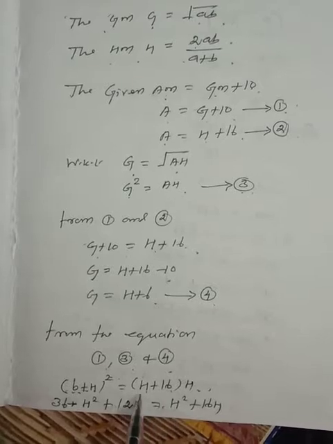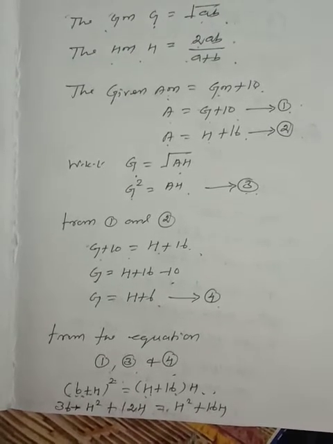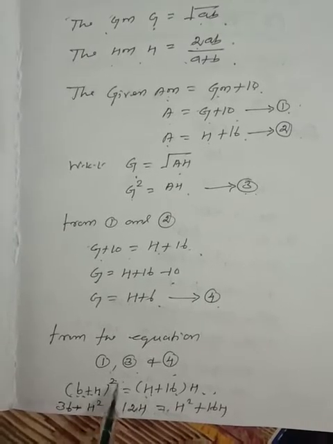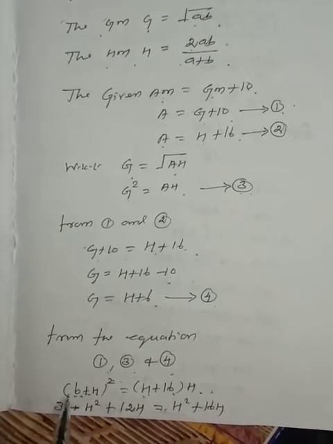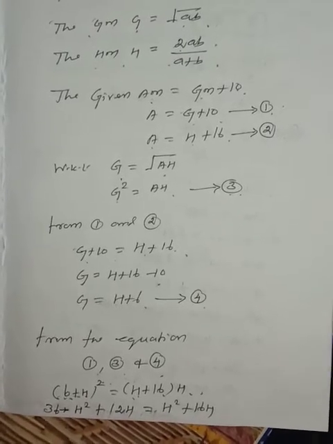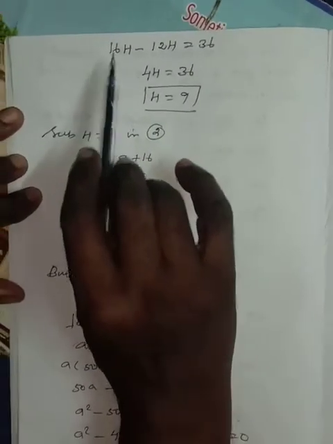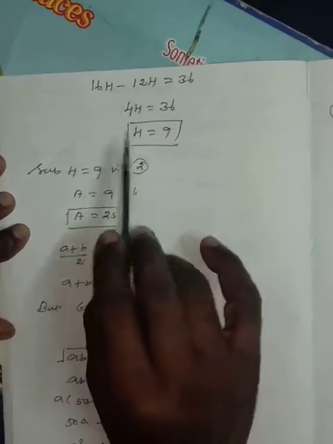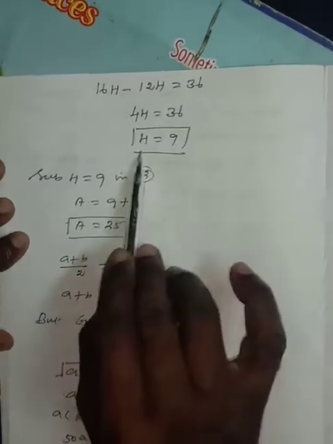Multiply h into h plus 16, we get h square plus 16h. This side is (6 plus h) whole square. (a plus b) whole square is a square plus b square plus 2ab. So 36 plus h square plus 12h. From the previous step, 16h minus 12h is equal to 36. So 4h is equal to 36, h is equal to 9.